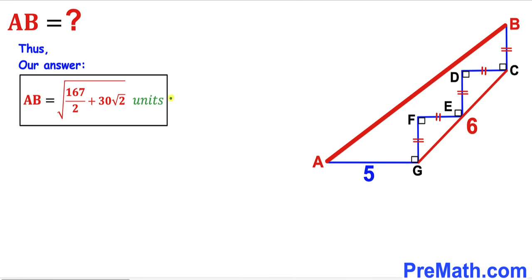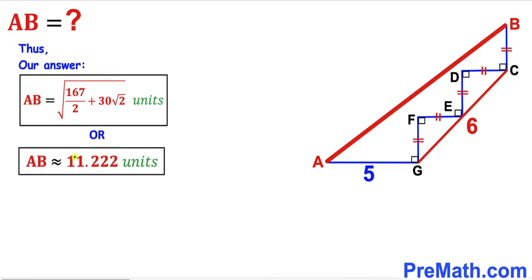So thus, after all the calculations and manipulations, the AB segment length turns out to be the square root of 167 divided by 2 plus 30 times the square root of 2 units. And that is going to be approximately equal to 11.222 units as well. And that's our final answer.